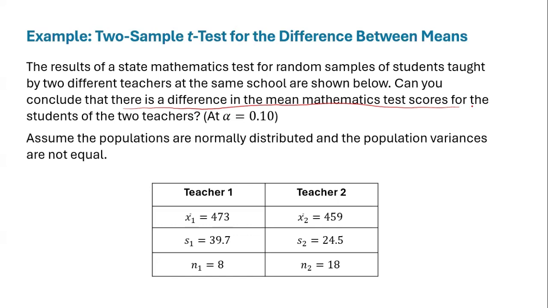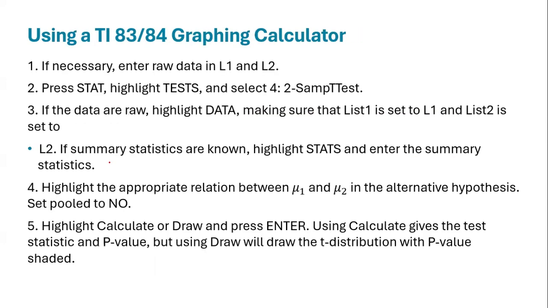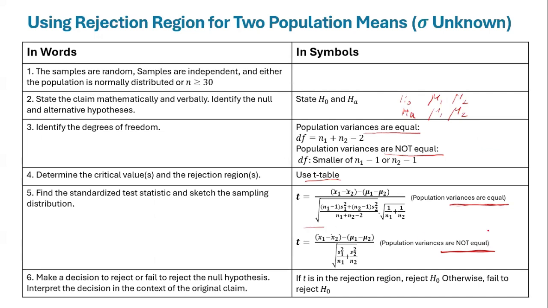Now, it says that the alpha is 10%. Alpha is the significance level. Assume that the populations are normally distributed and the population variances are not equal. So the problem told me that the population variances are not equal, which means that you are going to use this formula because they are not equal. And that is the formula for finding the degrees of freedom, since the variances are not equal.